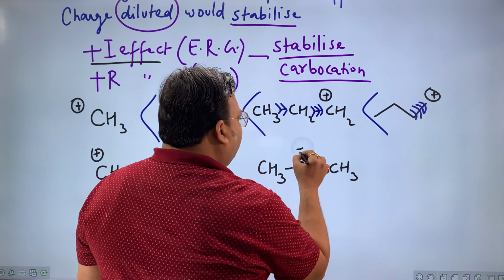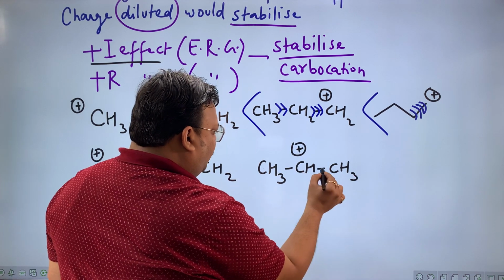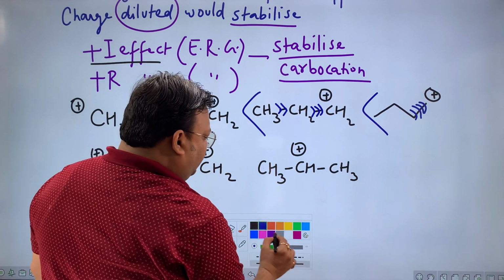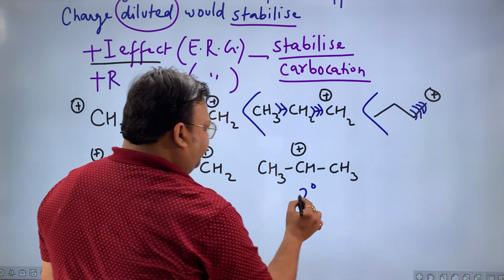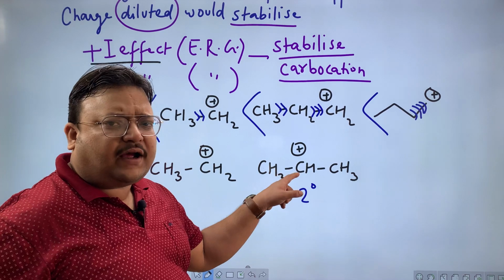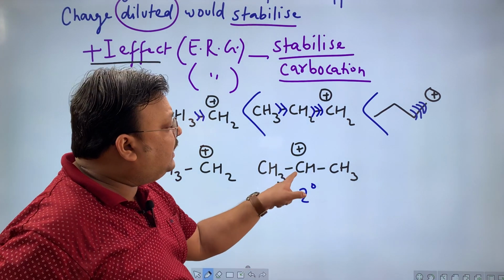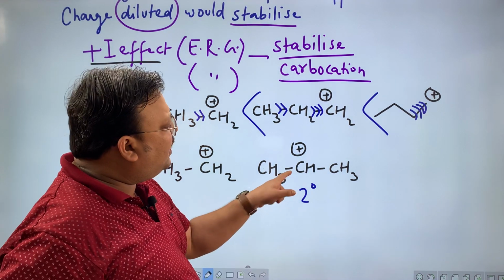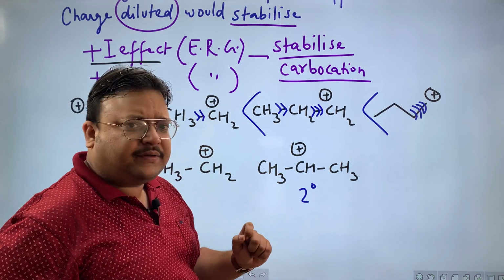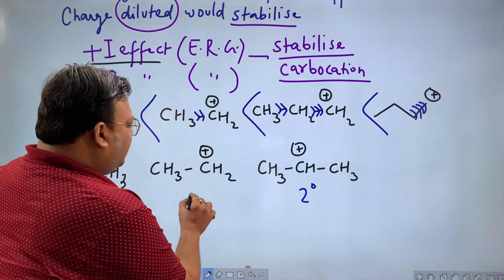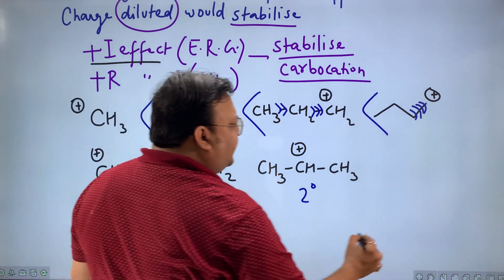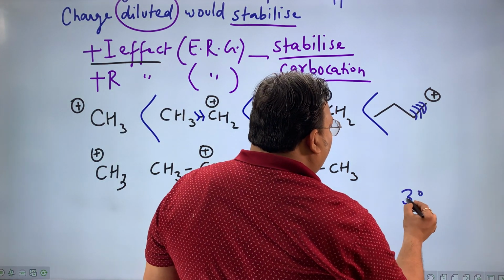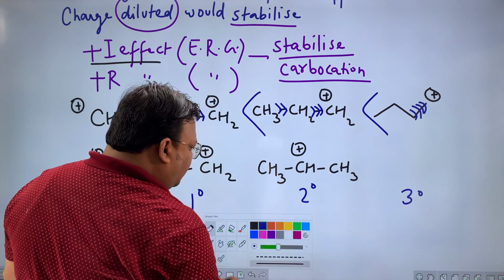This is isopropyl, and because this carbon is attached to 2 carbon atoms, naturally it's a 2 degree carbocation, because the positive is on a 2 degree carbon. A 2 degree carbon is one which is attached to 2 carbon atoms. Similarly, you can have a 3 degree carbon. This will be tertiary butyl.